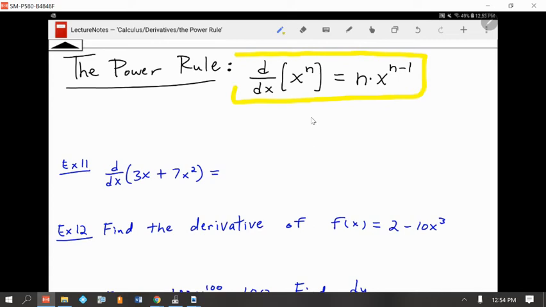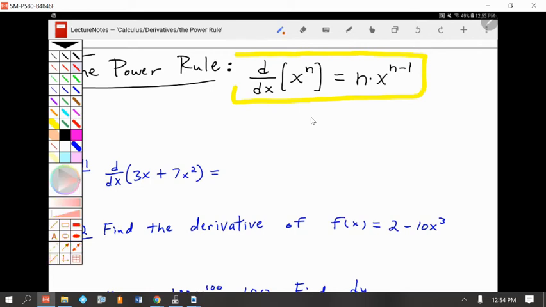n times x to the n minus 1 power. That's the formula for the power rule. That is the derivative of that thing with respect to x. So now you just follow this pattern. Honestly, looking at the formula, you might think it looks more confusing, and you'd rather do it with the numbers. That's cool, it definitely helps to have the numbers.